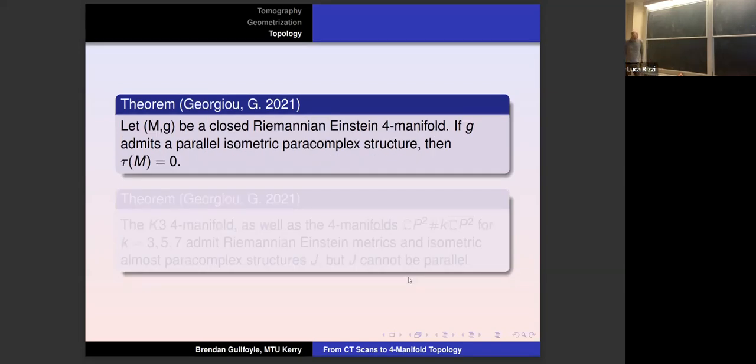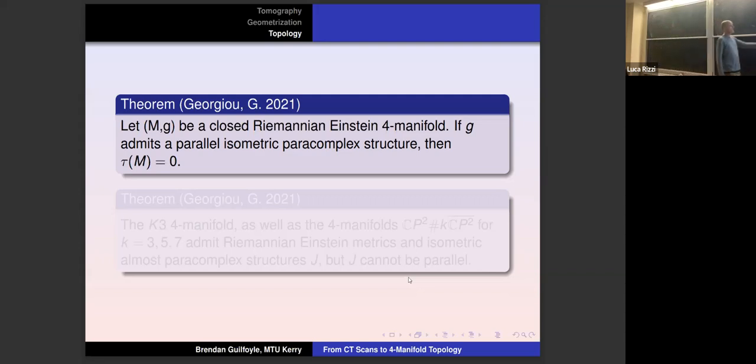Okay, so next we can say, well, okay, what closed metrics have these parallel isometric paracomplex structures? And again, it's a topological condition. This here was the Hirzebruch signature that appeared in the formula earlier. So you have topological obstructions arising for nice metrics.